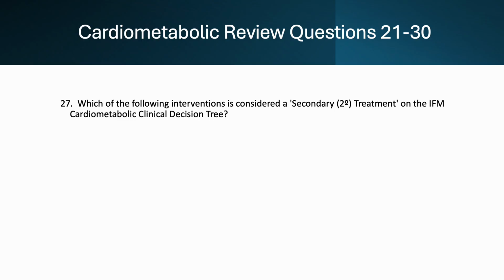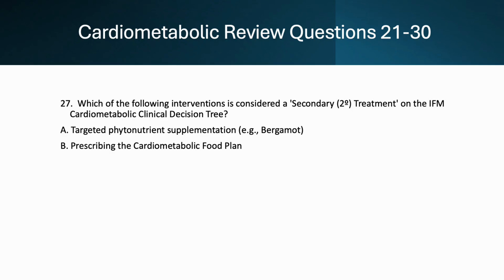Question number 27. Which of the following interventions is considered a secondary treatment on the IFM cardiometabolic clinical decision tree? A. Targeted phytonutrient supplementation, such as bergamot. B. Prescribing the cardiometabolic food plan. C. Regular physical activity. D. Stress management techniques. And the correct answer is A.